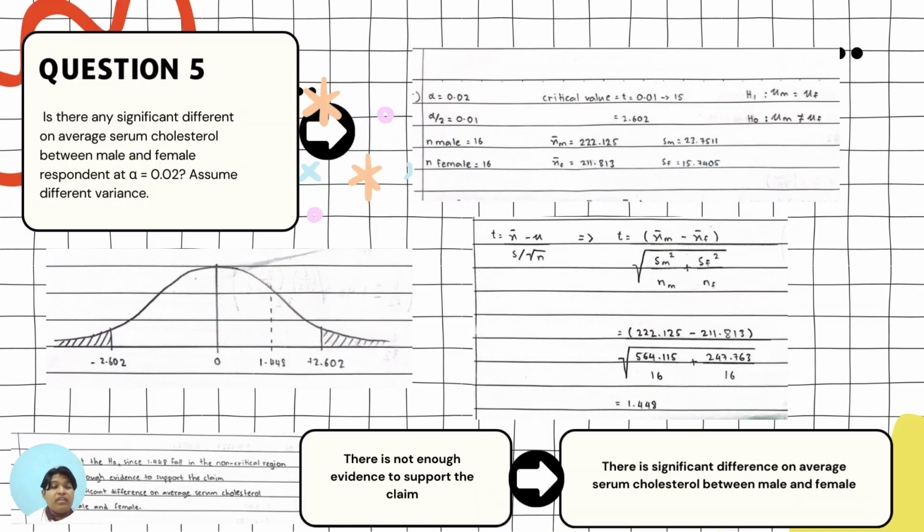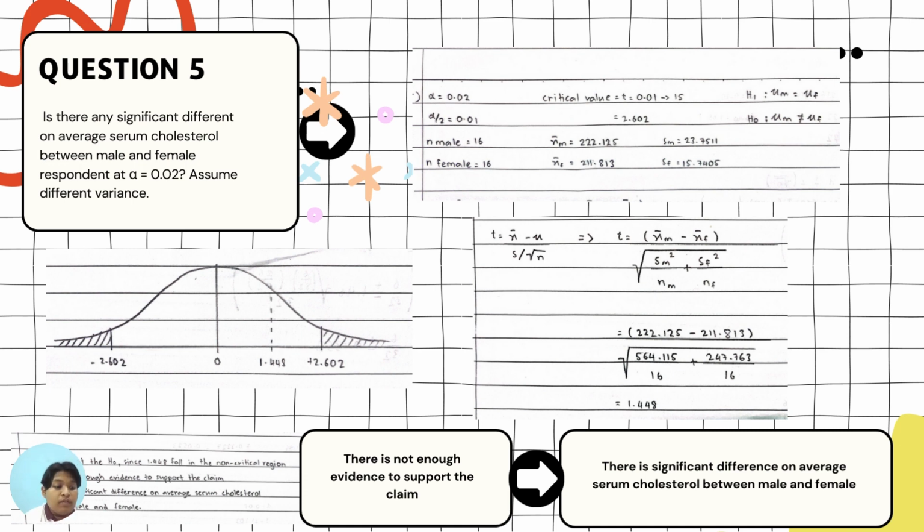For question number 5, is there any significant difference on average serum cholesterol between male and female respondent at alpha equal to 0.02? Assume different variance. So let's look at what we need to find in the data. So the alpha is given 0.02. So this is two-tail condition. So alpha over 2 equal to 0.01. The number of data for male for my set of data is 16, and for female is also 16. The critical value from the T table is 0.01 at 15, as the degree of freedom is 15, is 2.602.